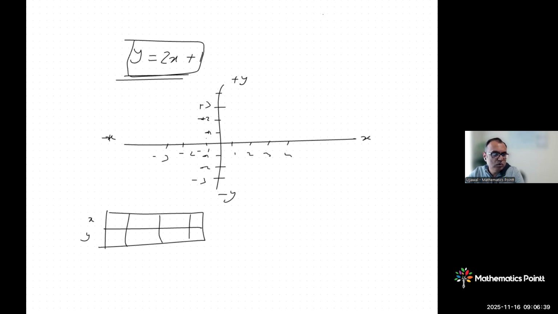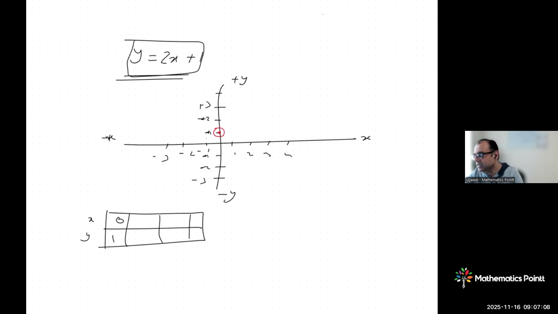Let's plug in x equals 0. Can you tell me what will be y? Quick. x equals 0, what is y? It should be quick. Yes, y is 1. So x is 0, y is 1. That's my point.